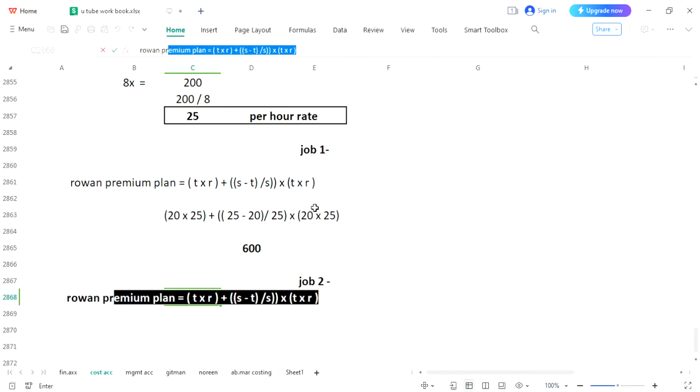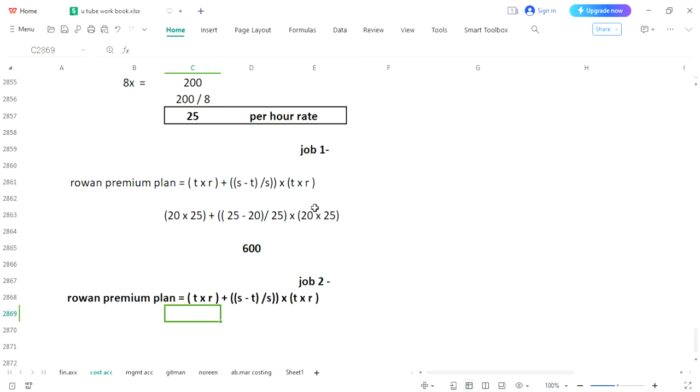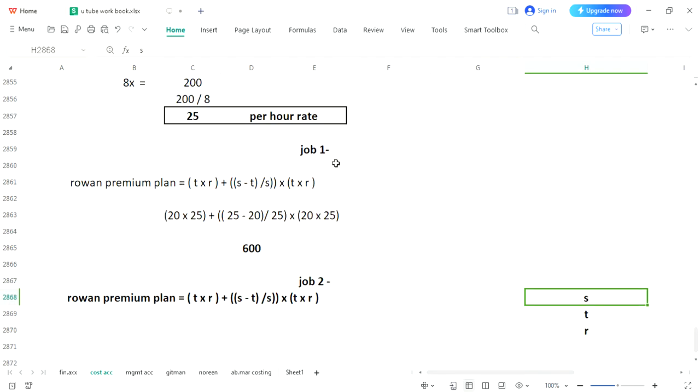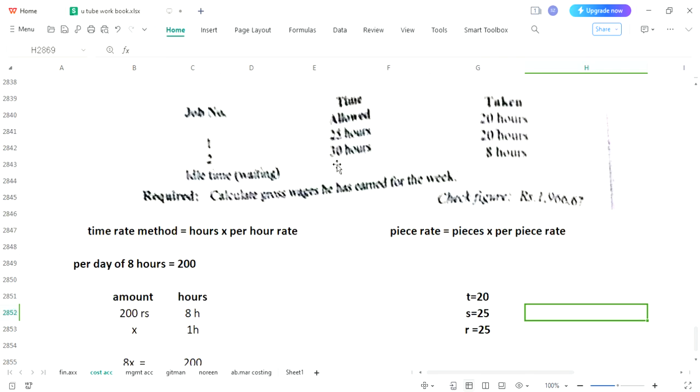The Rowan premium plan formula is automatically taken by Excel. The same formula that was written over here would be put over here, but we will relate it with STR for job number 2: standard time, time taken, and rate. So let's go back to the question. For the second job we have standard time 30. Here you can put 30 as your standard time, and now let's see what the time taken was. This is job 2, and again time taken is 20.